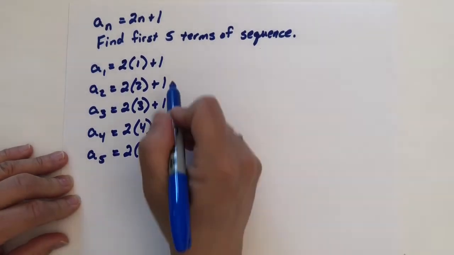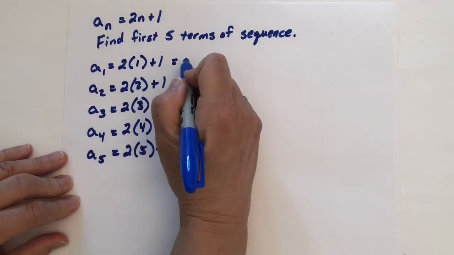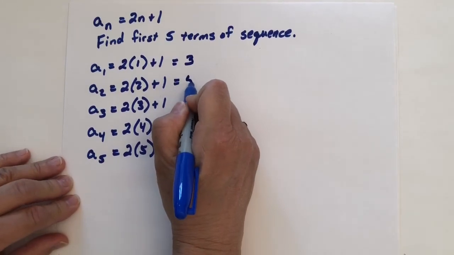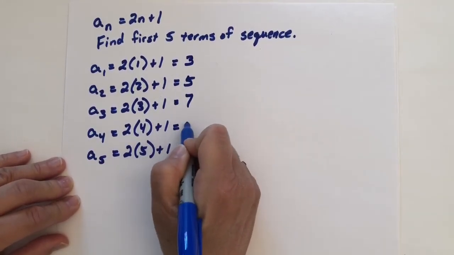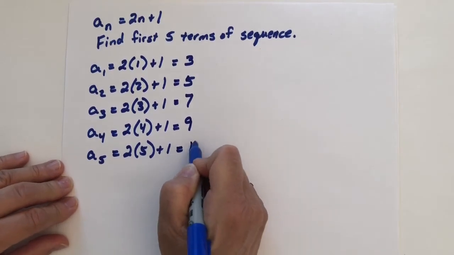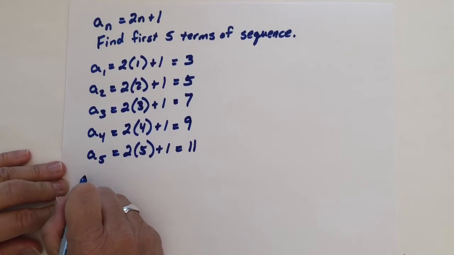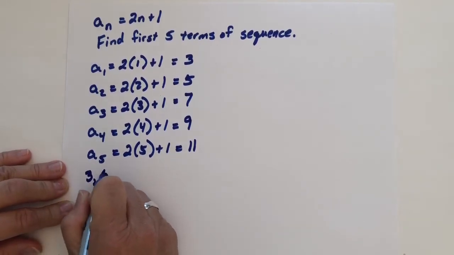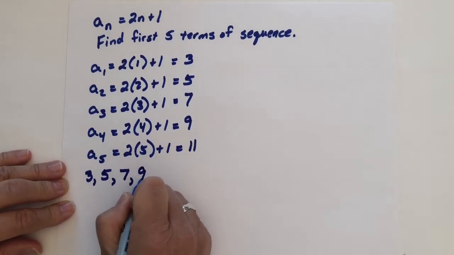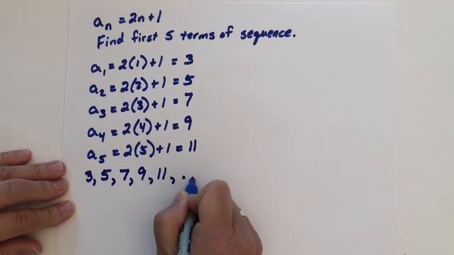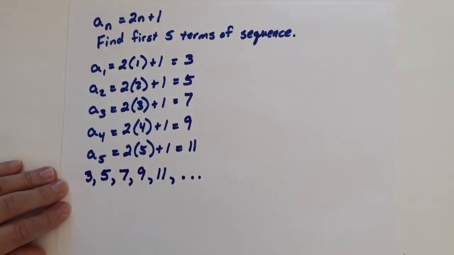And if we do the arithmetic, we'll have 2 plus 1, and 4 plus 1, 6 plus 1, 8 plus 1, and 10 plus 1. So there's our sequence. So let's write that as a list. Horizontally, we have 3, 5, 7, 9, 11, and on the sequence goes. But I want to point out this to you. If you look at this particular sequence, it's not very difficult to get from one term to the next.